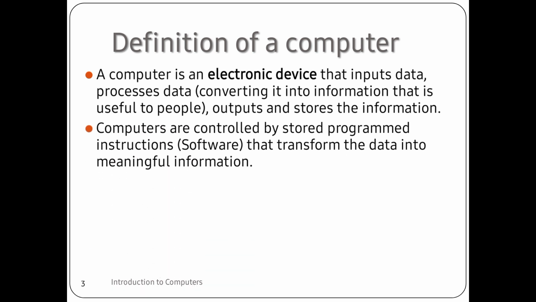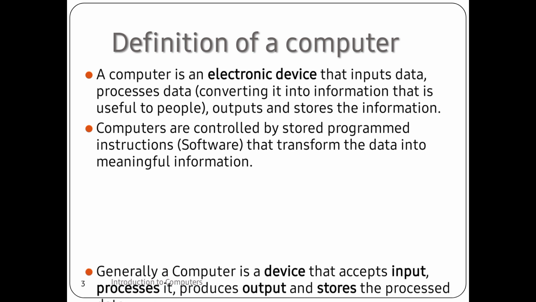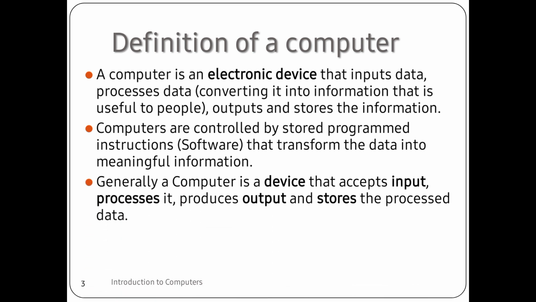Computers are controlled by stored programs or software that transforms the data into meaningful information. Generally, a computer is a device that accepts input, processes it, produces output, and stores the processed data, which is information.